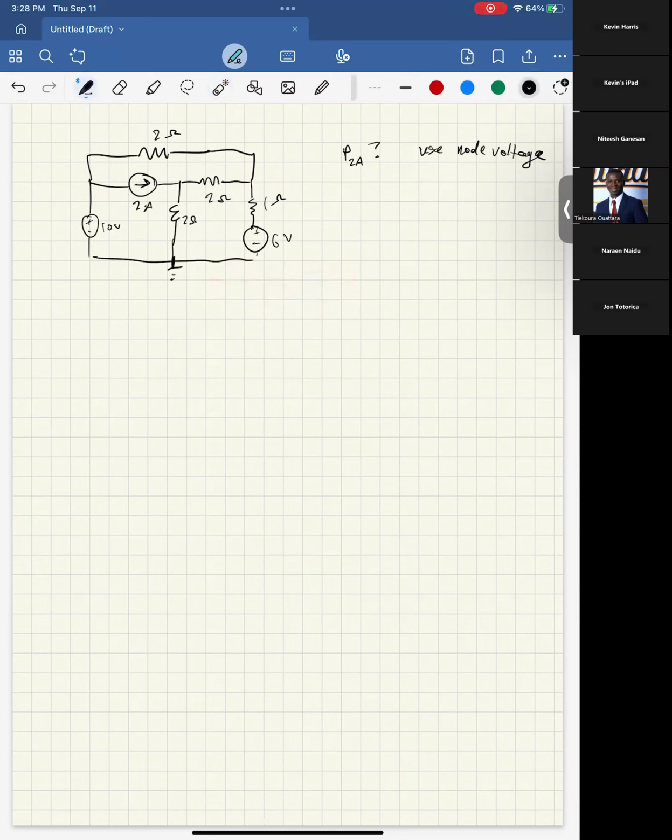So then we want to define our nodes. The nodes again are where 3 components meet. So we'd have here, here, and here, right?